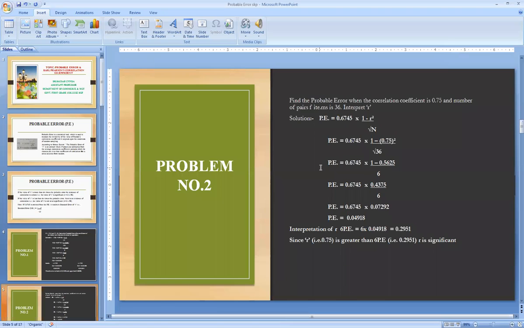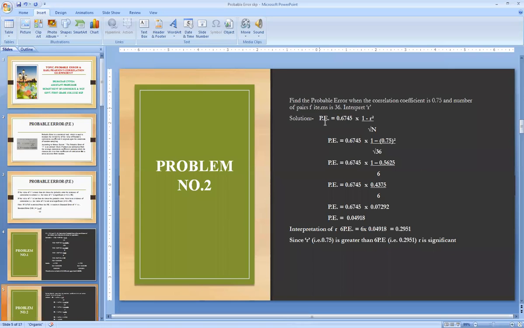And next the question here: find the probable error when the correlation coefficient is 0.75 and the number of pairs of items is 36. Interpret r. So we need to calculate the value of PE. After calculating the value of PE only, we can have an interpretation. Interpretation means whether the r value is significant or insignificant has to be written.